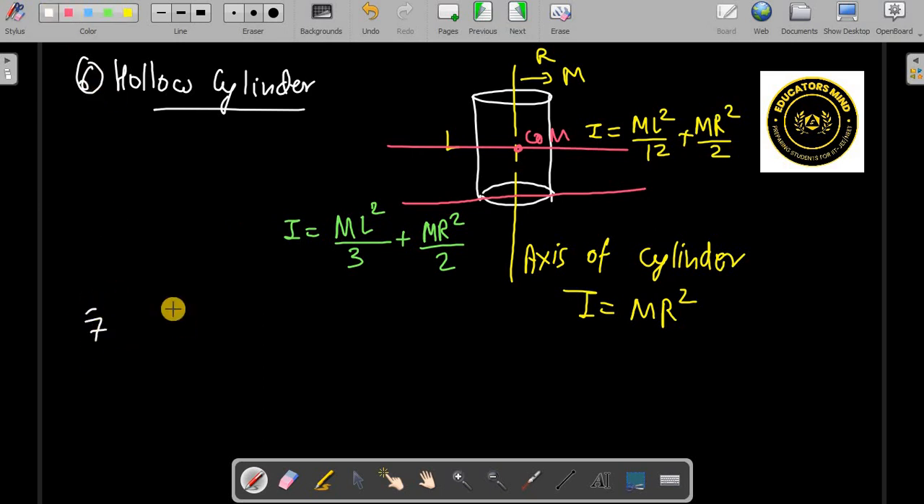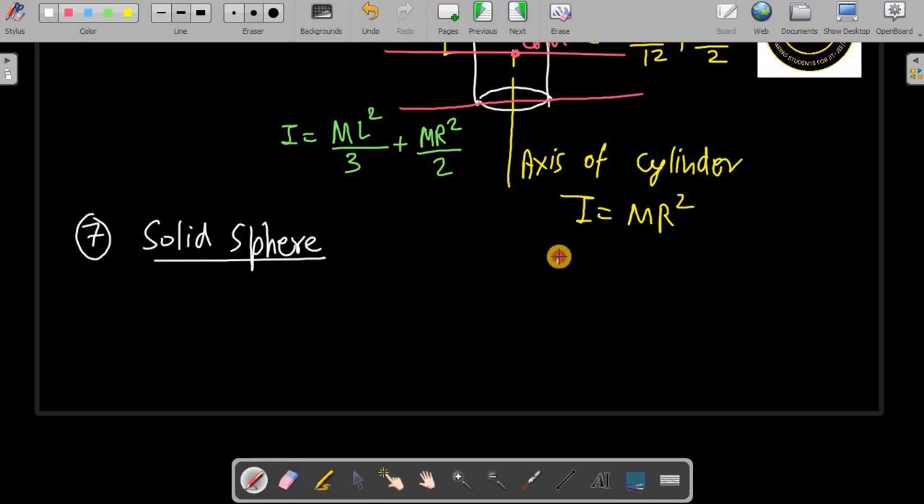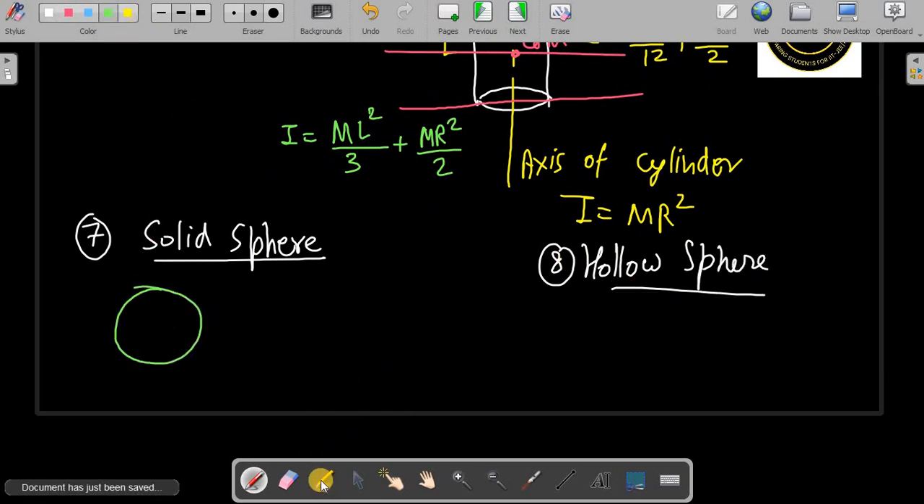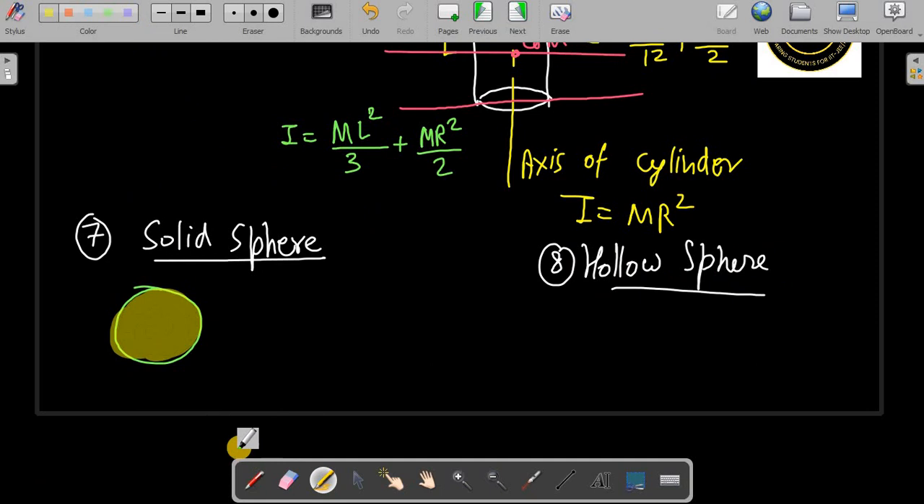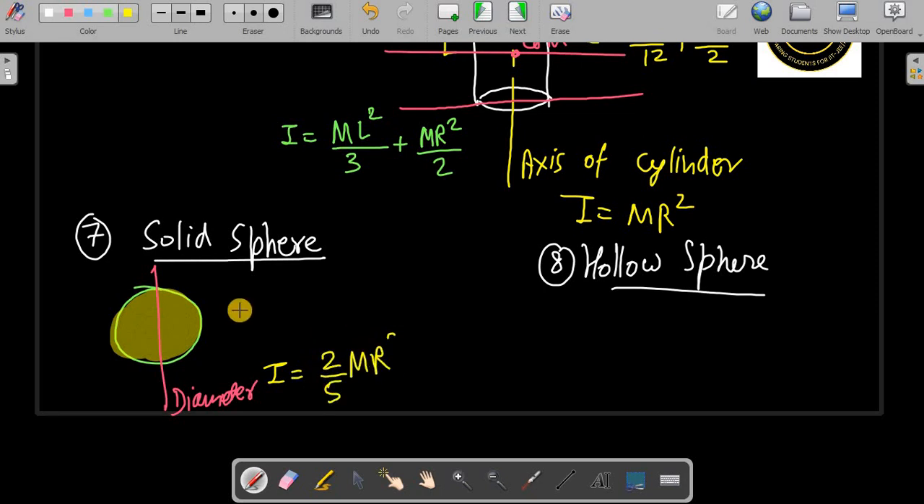Then next you take the solid sphere, and next the hollow sphere. If you consider the solid sphere, a three-dimensional body, you can take the moment of inertia about a diameter. This is a diameter. So the moment of inertia about the diameter will be 2 by 5 m r square. M is the mass, R is the radius.